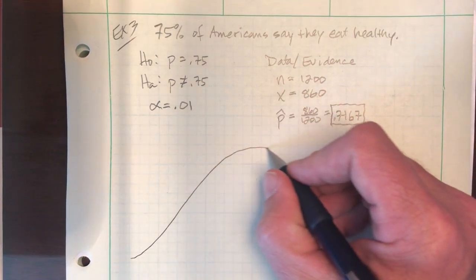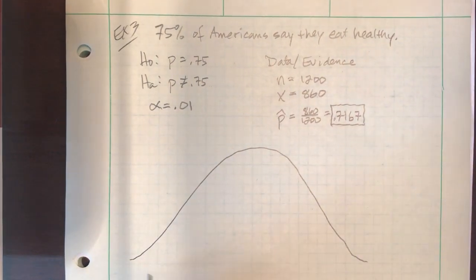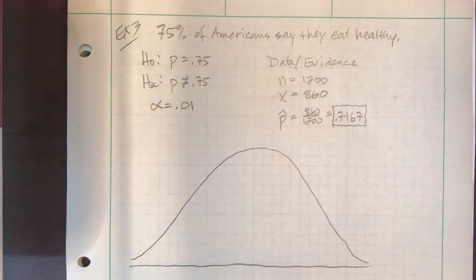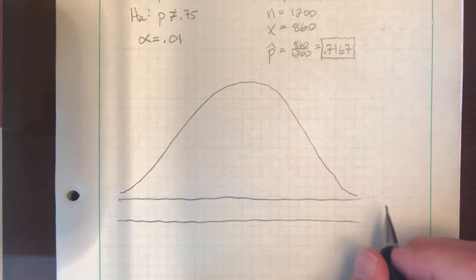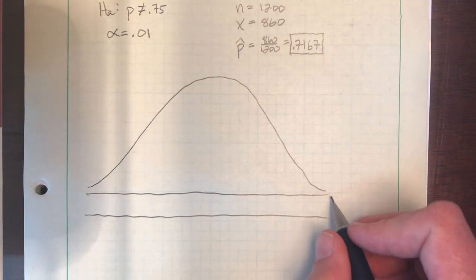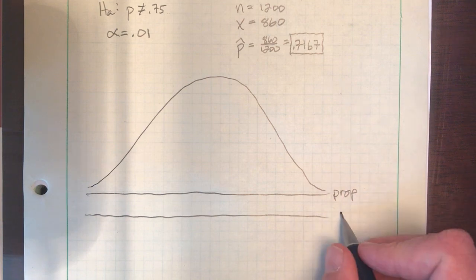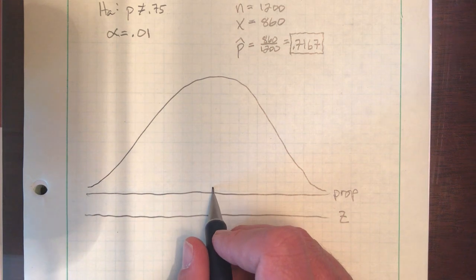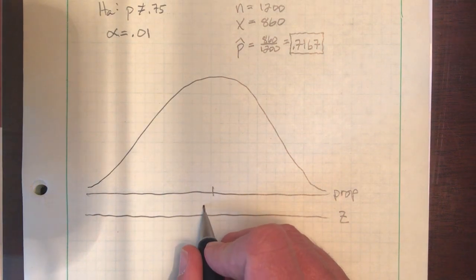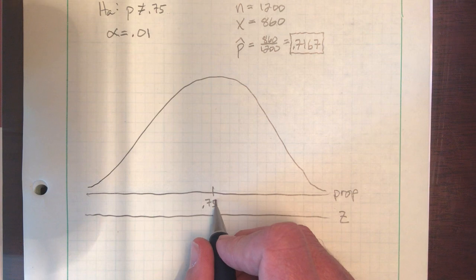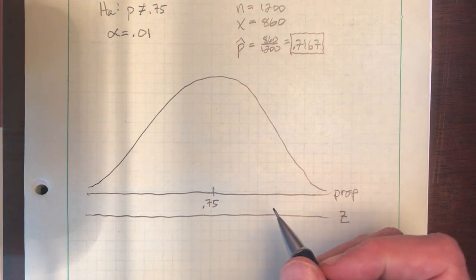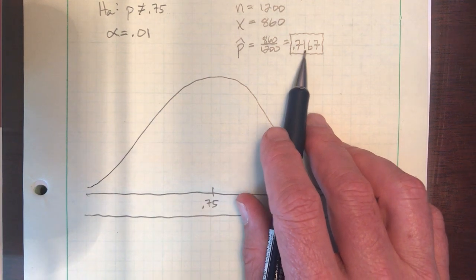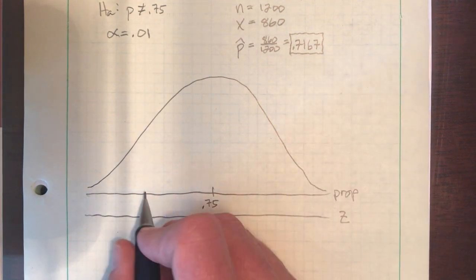All right, here comes the normal curve. Two number lines. Top number line, write the word proportion. Second number line, the letter Z. How do I build the rest? What always goes down the middle is the null, 75. My evidence then falls where it makes sense. 0.7167 is less than that.